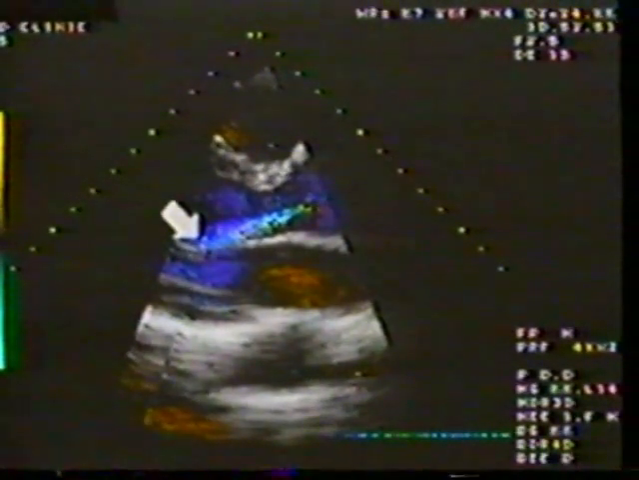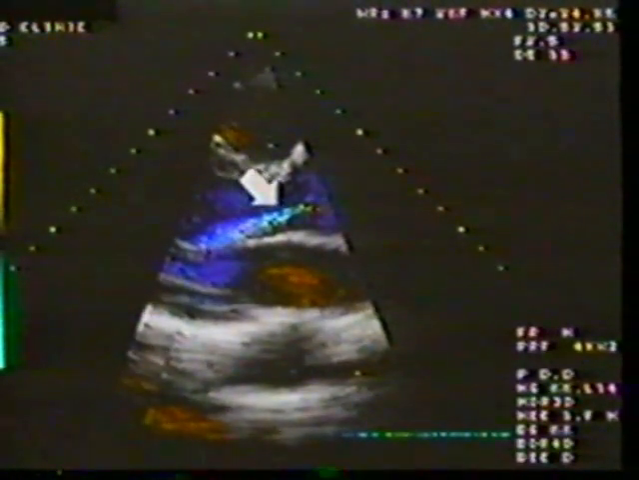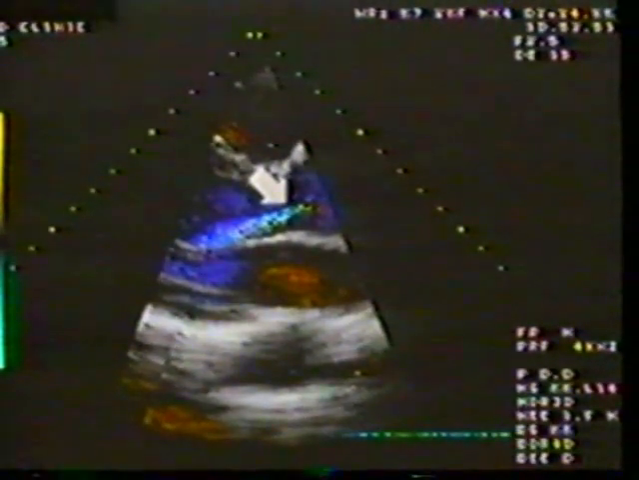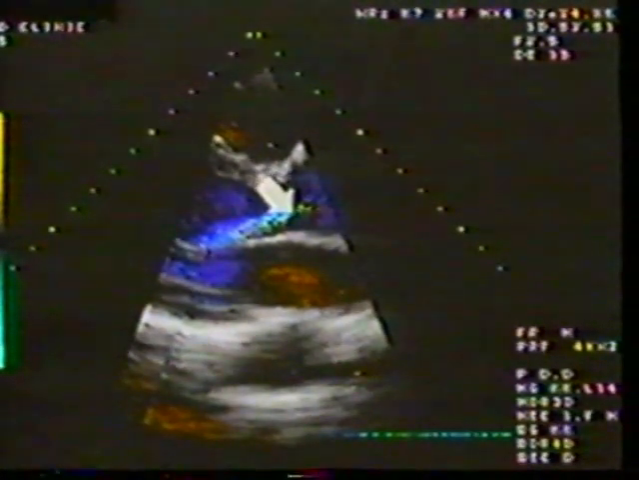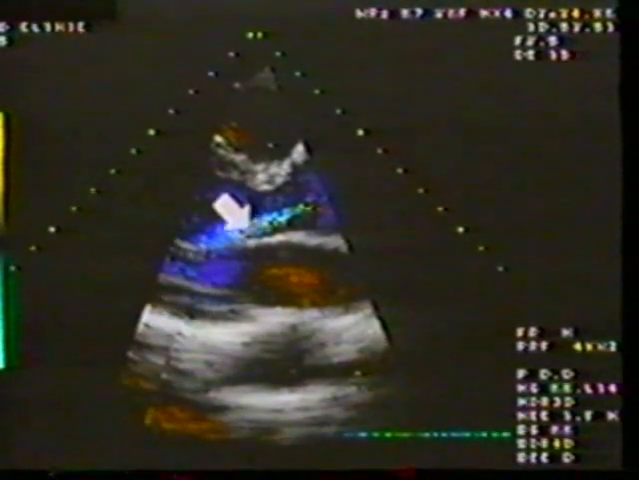There is both in vitro and in vivo evidence that the most significant dimension of the jet, relative to its severity, is its width, assessed just below aortic valve level. In this case, the sclerotic aortic valve is mildly regurgitant. Note the very thin jet of aortic regurgitation that is directed along the anterior mitral leaflet.